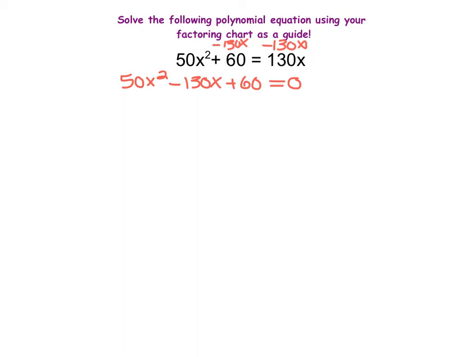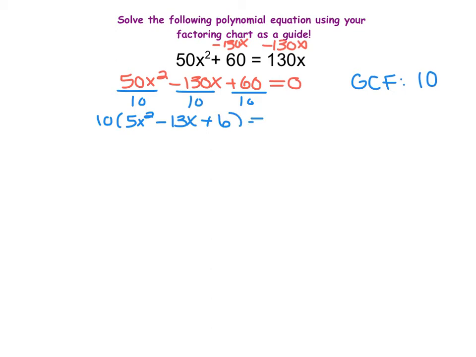Then from here, my next step, if I follow my factoring flowchart, is always to find a greatest common factor if I can. Now, all of these don't contain an x, so I can't factor out a variable, but I notice that they all end in 0, which tells me that all of them are for sure divisible by 10. So what I'm going to do here is factor a 10 out in front. So I have 10 out in front, and then I have 5x squared minus 13x plus 6, all inside parentheses, and that equals 0.